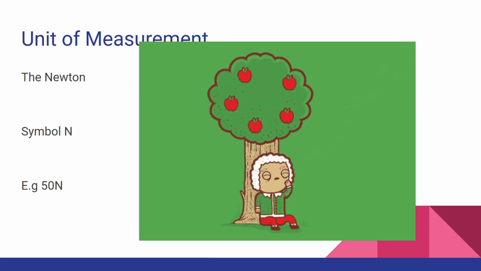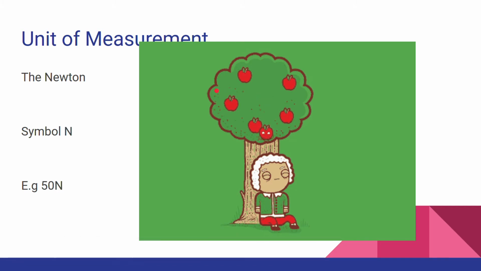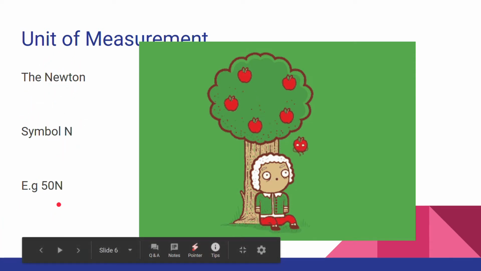Okay, so the unit of measurement is the Newton, named after Isaac Newton. The story says that he discovered gravity, but I'm not really sure how that originated or how true that is. But that's just a story. So here the unit of measurement is the Newton. That's the symbol, N. An example will be 15 newtons.